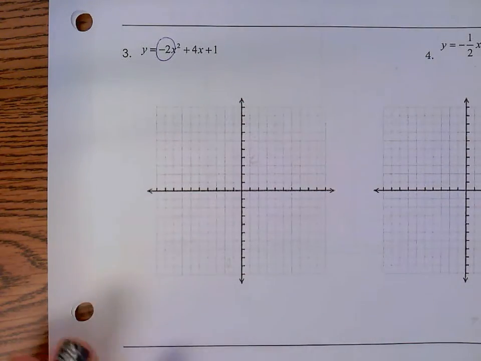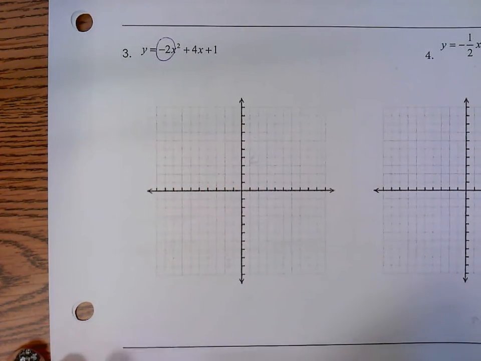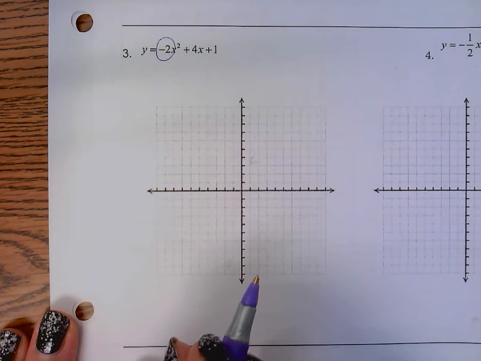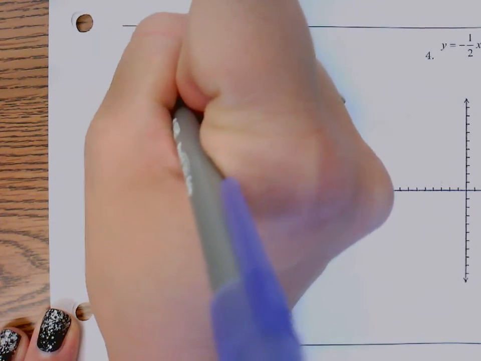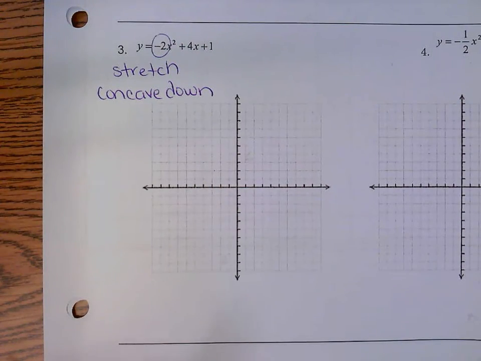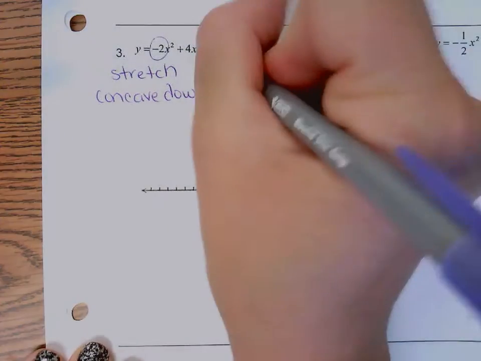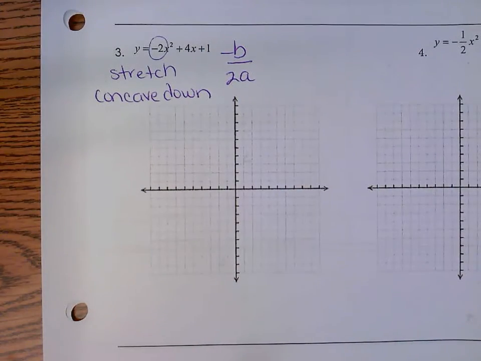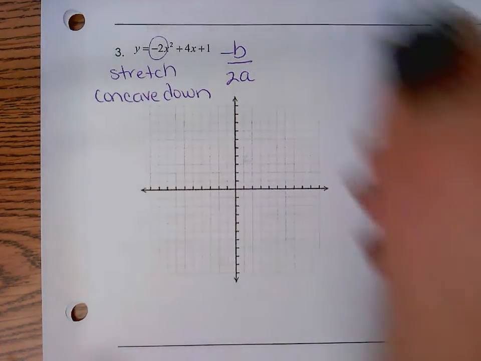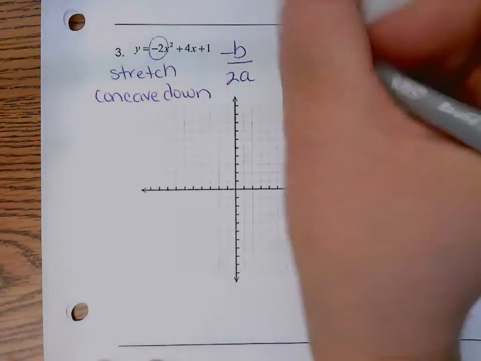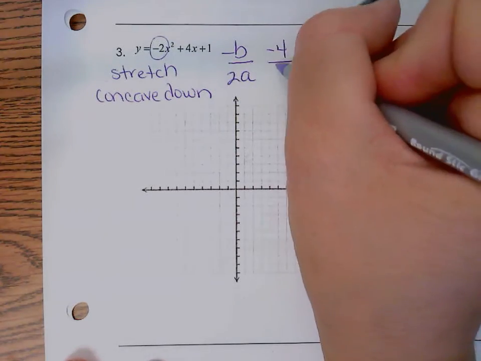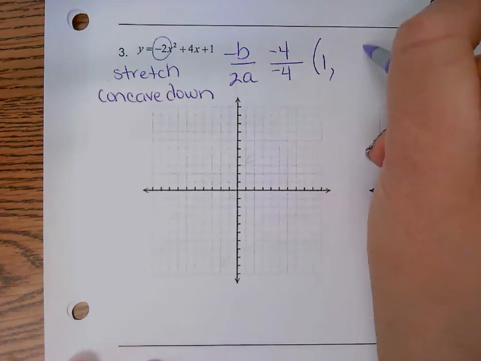So what's the -2 tell you about this equation? 2 things. Yep, it's being stretched by 2, and it's going to be concave down. So those are my 2 pieces of information from the A value. And then I'm going to calculate -b over 2a and see what I get for x. So what do I get? -b, so I'm going to get -4 over, and then 2 times -2 is also -4, isn't it? So this time I get +1 as my vertex.